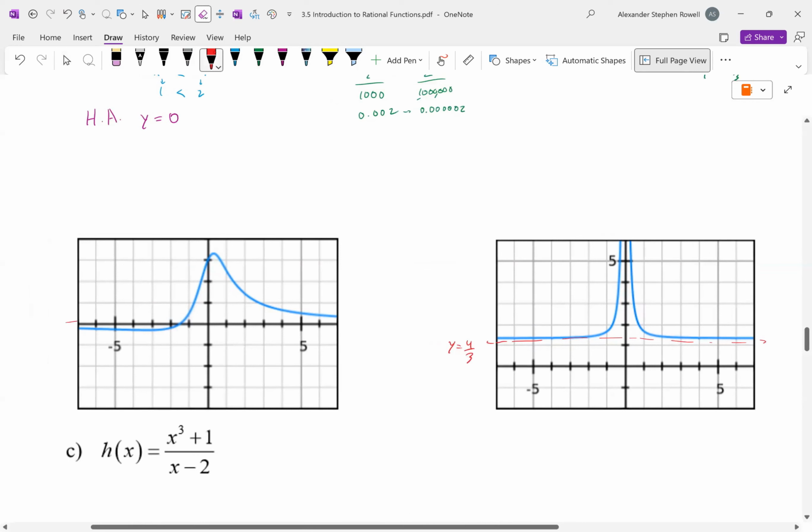This one has a horizontal asymptote here at y is equal to 0. Can the graph cross a horizontal asymptote? Yes. But yeah, look at that blue line, it crosses. Doesn't have to, but it can. Can my graph cross vertical asymptotes? No, it's undefined there when the denominator is 0.